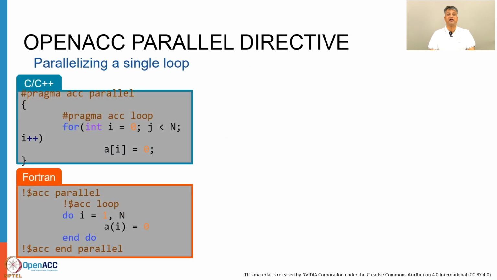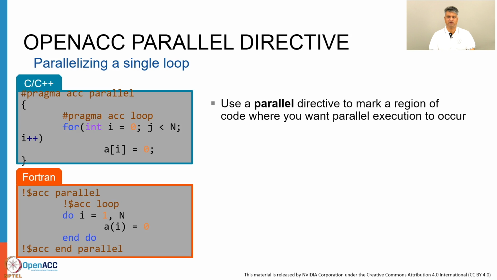So how do I parallelize a single loop? First, I will use a directive called hash pragma ACC parallel, which, within the curly brackets, denotes the region where I need to create these parallel gangs. And then I will identify a loop which needs to be parallelized. If I use the parallel directive, I typically mark a region of code where the parallel execution needs to occur.